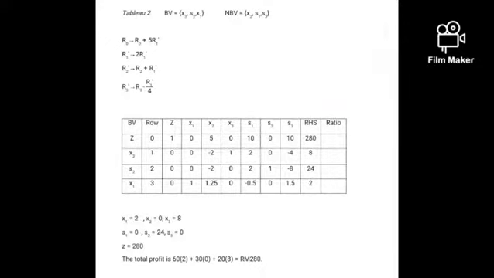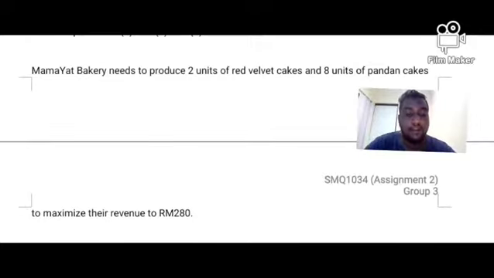So Mamayat Bakery needs to produce 2 units of red velvet cakes and 8 units of pandan cakes to maximize their revenue to RM280. That's it.